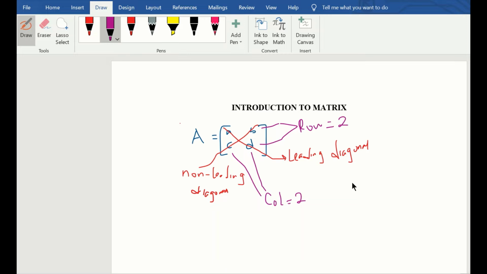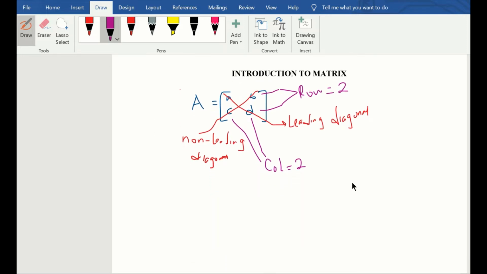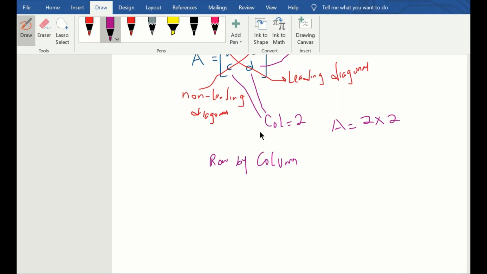Good. So when we are to name a matrix, it can be named by using the format row by column. So in the case of this matrix A, we can say that matrix A is what? A 2 by 2 matrix. Now the first 2 represents the number of rows, which is 1, 2, and the second 2 represents the number of columns, which is 1, 2. So that is an example of a matrix.